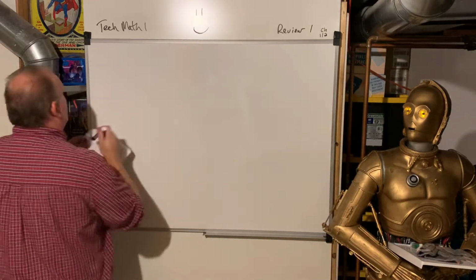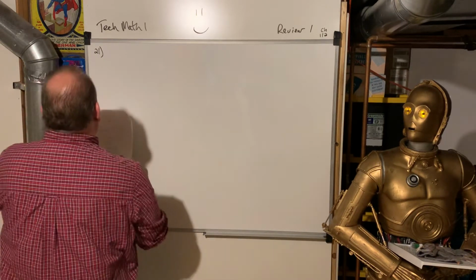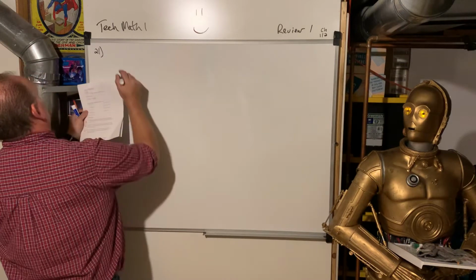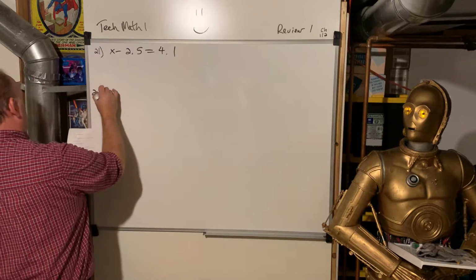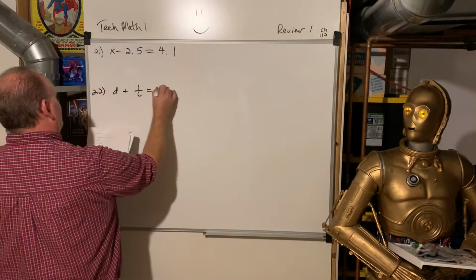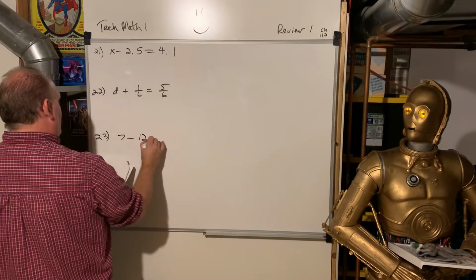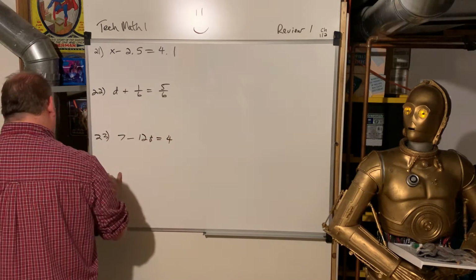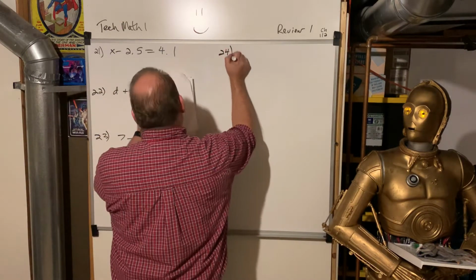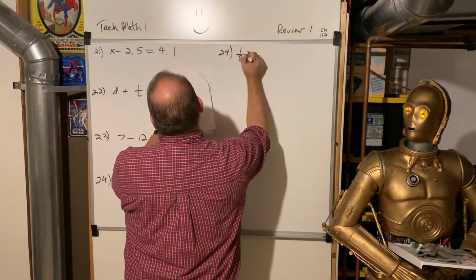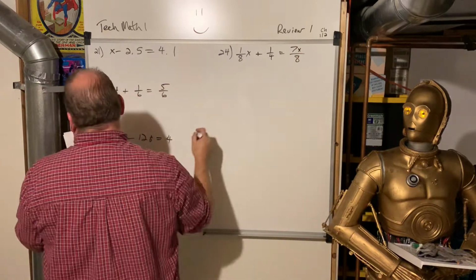So let's take a look at that. 21: x minus 2.5 equals 4.1. 22: d plus 1/6 equals 5/6. 23: 7 minus 12s equals 4. 24: 1/8 x plus 1/4 equals 7x over 8. We're going to do something special on that one.